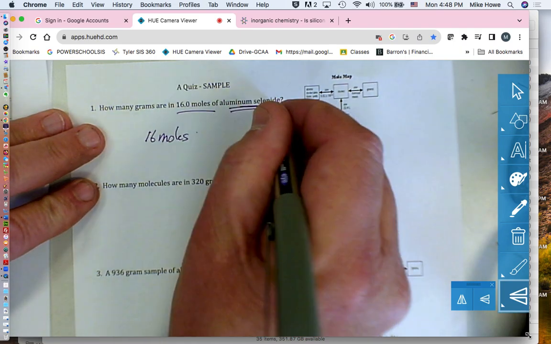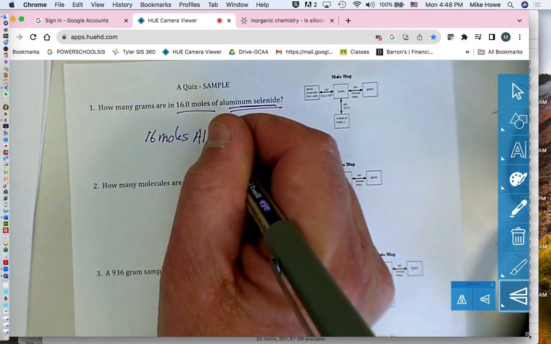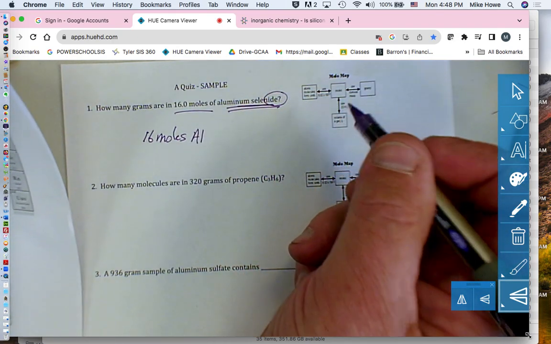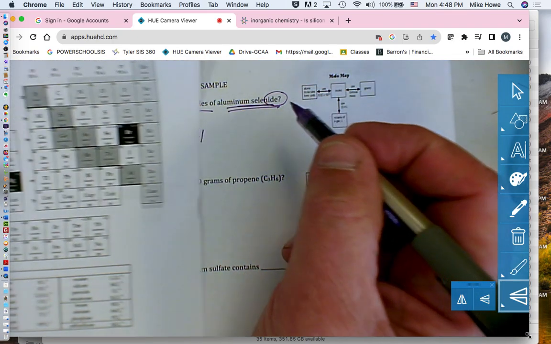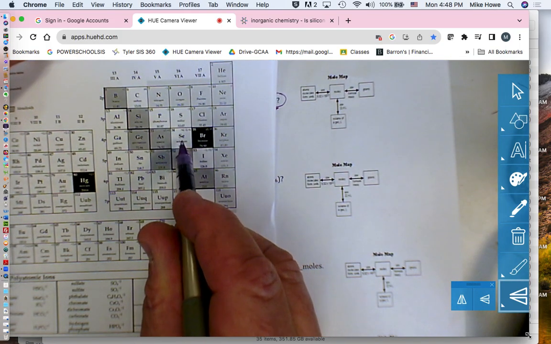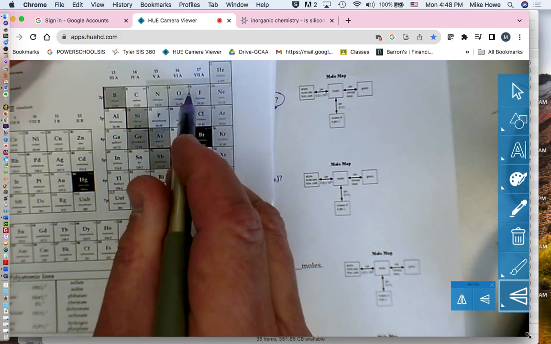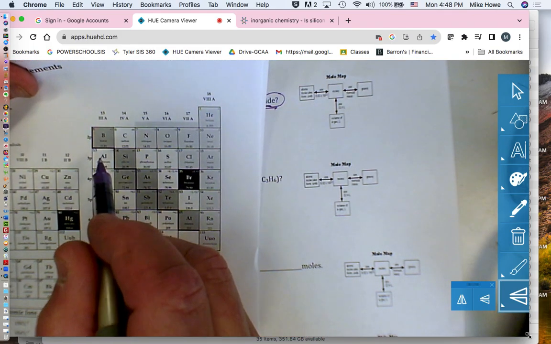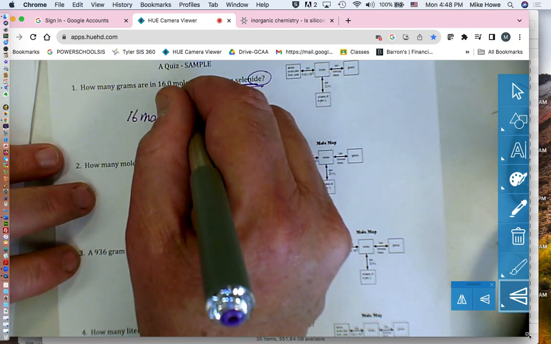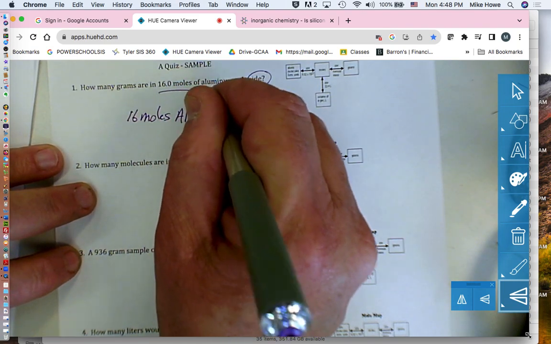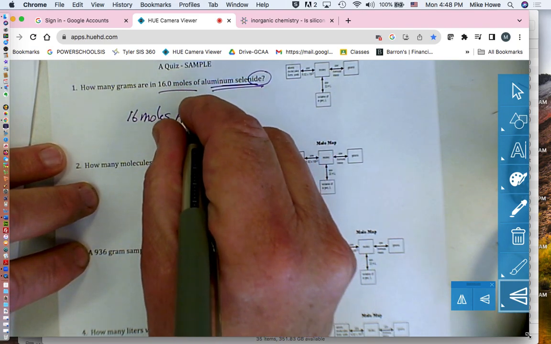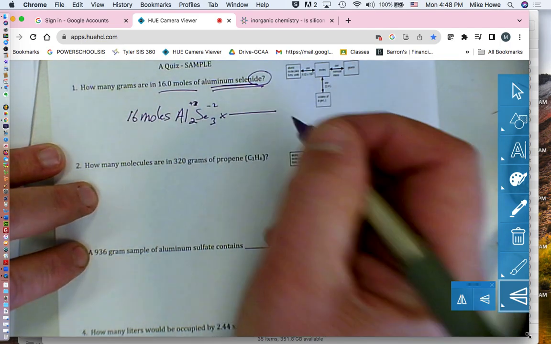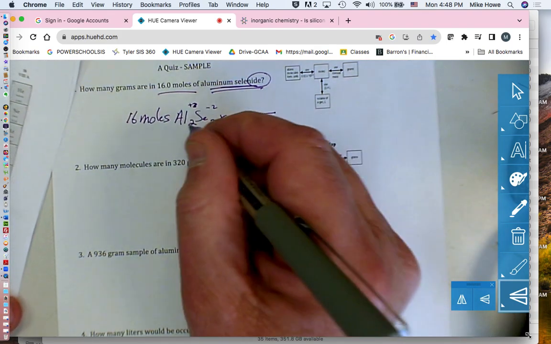So you have to write the formula for aluminum selenide. The IDE ending, remember, means it's a plain element in most cases. So selenide, selenium, has a -2 charge. It's got 6 valence electrons, going to gain 2. Aluminum's got a +3 charge. Selenium is a -2. 3 and 2 common multiple is 6, so you're going to have 2 of those and 3 of those.